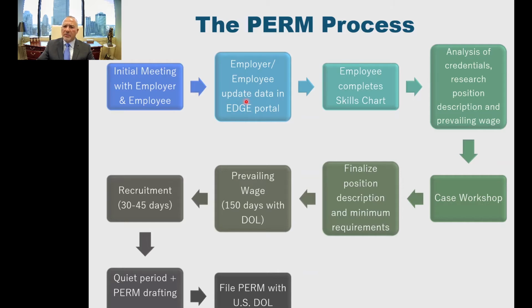Fill in your information. Give me the information. The third step is I give the employee a tool, I call it the skills chart. And this tool is intended for the employee to document in a spreadsheet what skills they acquired from a prior employer and how they will use this skill in this new job or in the job that they have. Remember, the PERM application is not about your present job. The PERM application is about a future job.